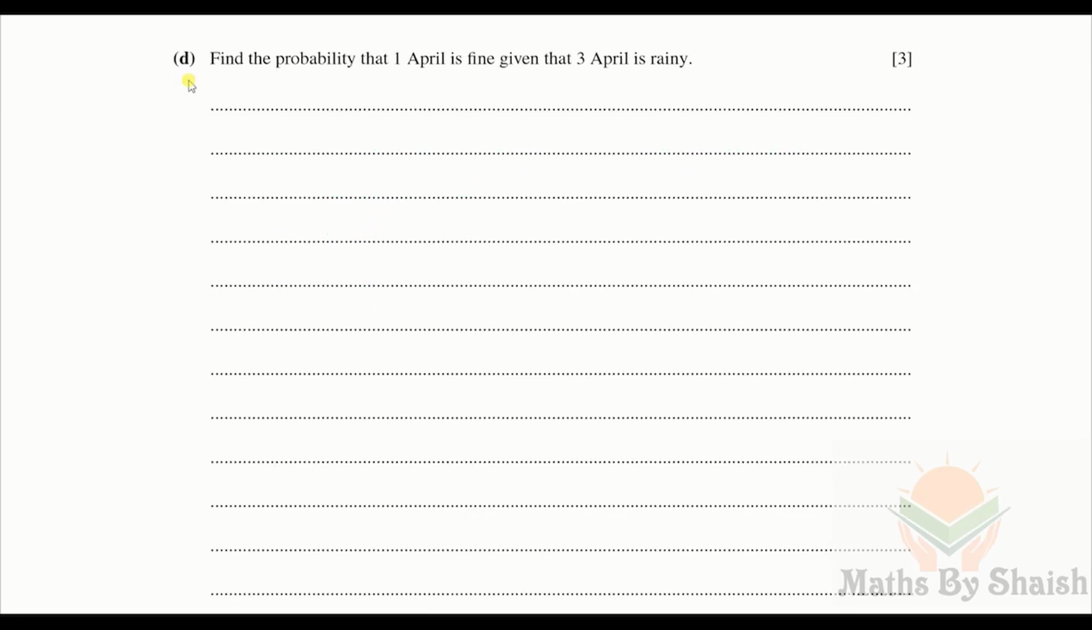Here's the D part. Find the probability that 1st April is fine given that 3rd April is rainy. So it's like probability of 1st April is fine means X. It is given that there is a Y, because Y means 3rd April is rainy. So we'll find the probability of X intersection Y over probability of Y.